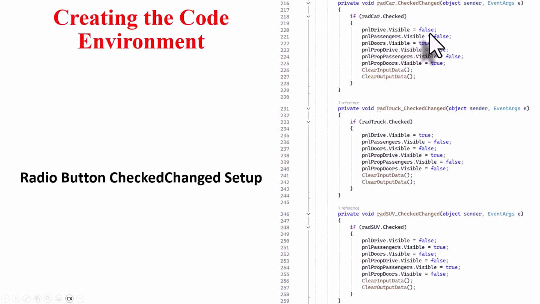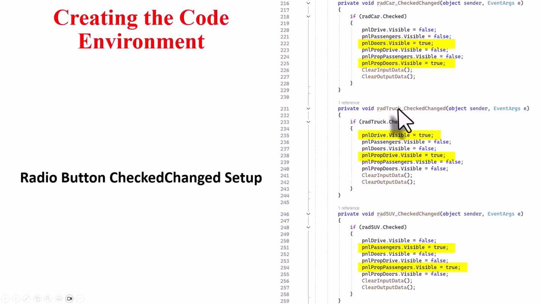We're actually going to be showing that if our car is checked, the drive and passenger panels will be false. The visibility is going to be false on them, but the doors will be true. And the same thing with the property pieces on the labels down there. The panel property drive and panel property passenger will be false as well, and the property doors will be true. We're also going to have a clear input data and a clear output data method, which will wipe out the data from the text boxes and the labels, so we can enter more data as we're going along and make this a continuous process as we're working with it.